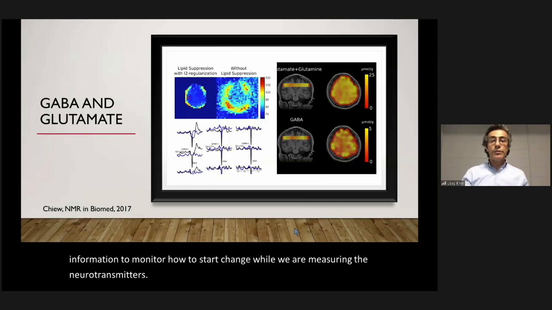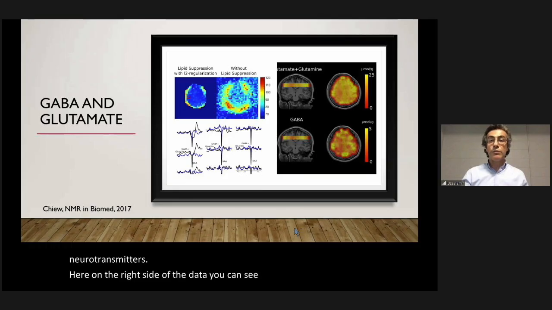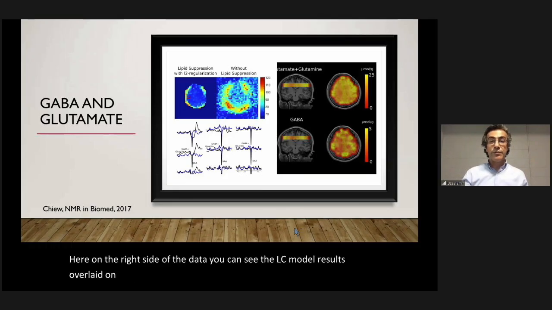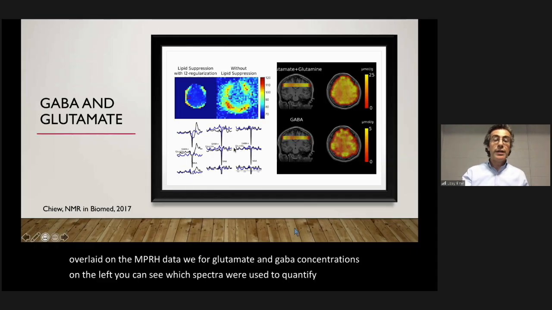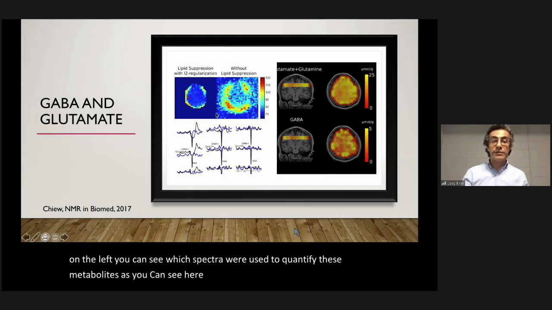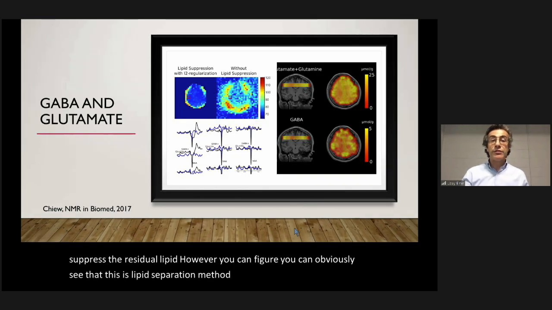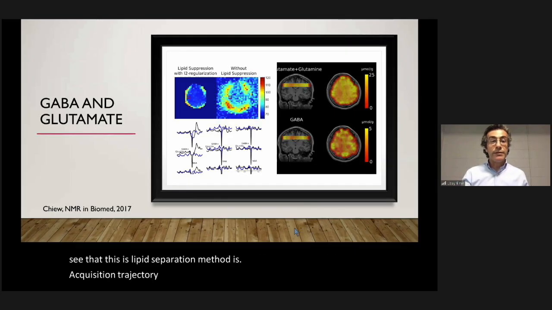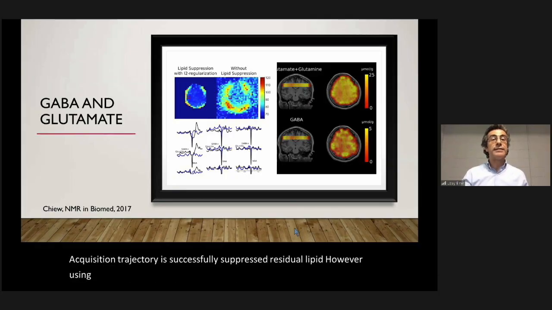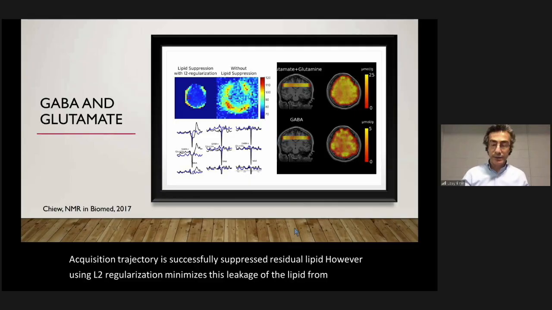Here on the right side of the data, you can see the LCModel results overlaid on the MPRAGE data for glutamate and GABA concentrations. On the left, you can see which spectra were used to quantify these metabolites. As you can see here, we applied an L2 regularization to suppress the residual lipid. However, you can see that this lipid suppression method, the acquisition trajectory, successfully suppressed the residual lipid. However, using regularization minimizes the leakage of the lipid from the lipid trail as much as possible.